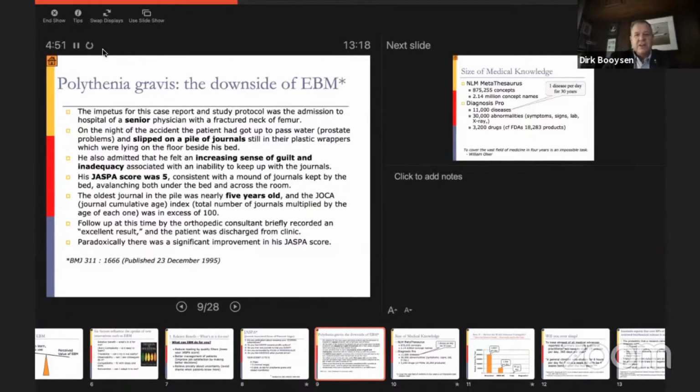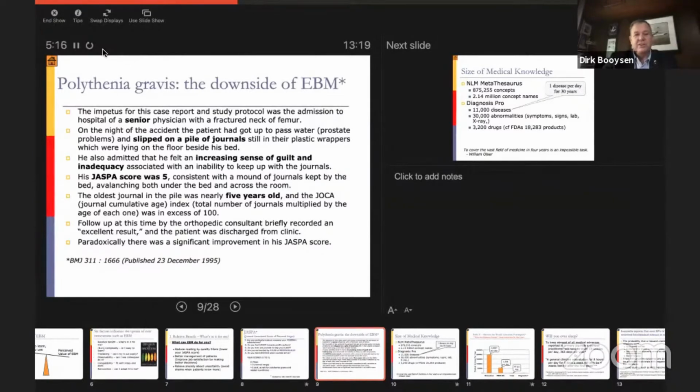So he felt an increased sense of guilt and inadequacy associated with the inability to keep up with the journals he had to read. His JASPER score was 5, which is consistent with the amount of journals kept by the bed, avalanching both under the bed and across the room. In his case, the oldest journal in the pile was nearly 5 years old, and the cumulative index is about 100.